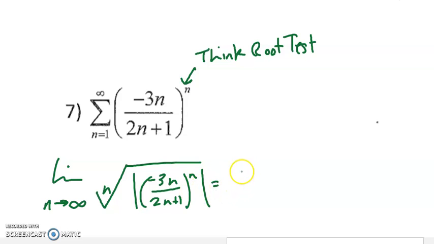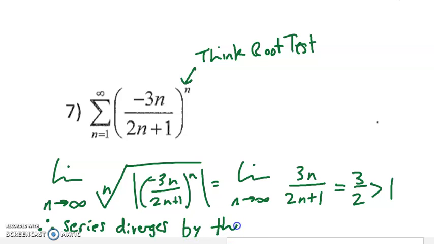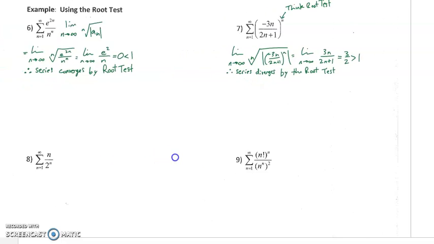Okay, so we basically end up with the n's cancel out, n over n is gone. The absolute value gets rid of that negative sign on the 3, and we have 3n over 2n plus 1. And that's a very simple limit that you learned how to deal with back in Algebra 2 when you were learning horizontal asymptotes. This is just 3 over 2. 3 over 2 is greater than 1. Therefore, the series diverges by the root test. QED. All right. See how easy it is? If we have an n in the exponent.